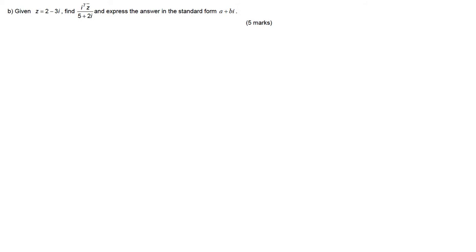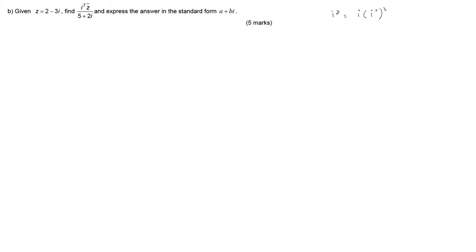Okay, next question. This one is complex numbers. Given a complex number z equal to minus 3i, we want to find i power 7. And then z with a cap here is z conjugate over 5 plus 2i. Okay, first let's find i power 7. i power 7 is i multiplied by i squared power 3.